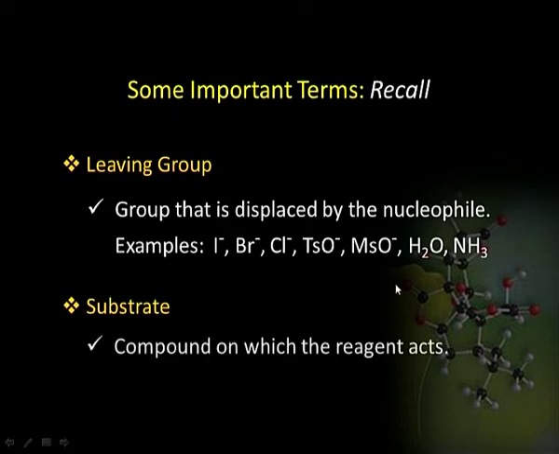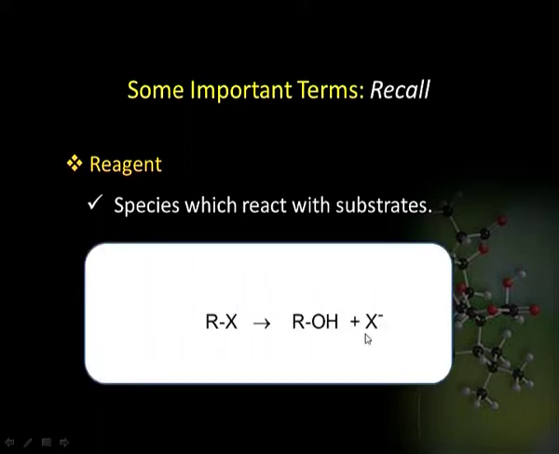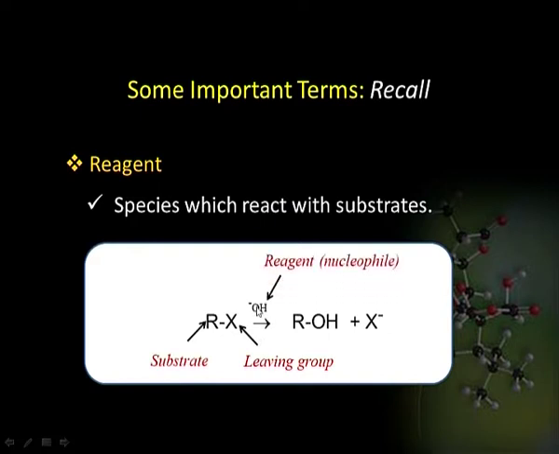A substrate is the compound on which the reagent acts, and a reagent is the species which reacts with the substrate. So, if we look into this reaction, we would see that the R-X, that is an alkyl halide, is the substrate, wherein the X or the halogen atom is the leaving group. The hydroxide ion, which is used during the reaction, is the reagent, or in this particular case a nucleophile.